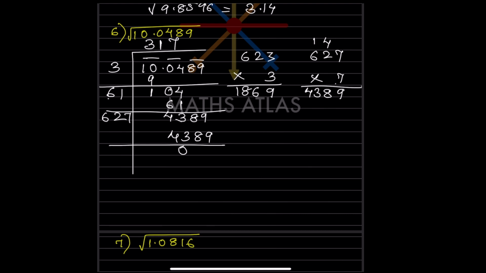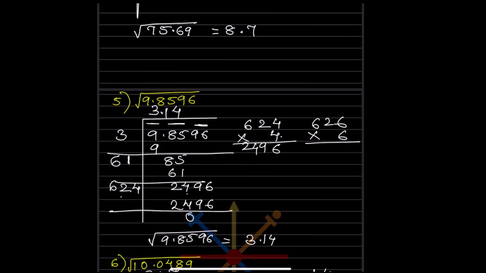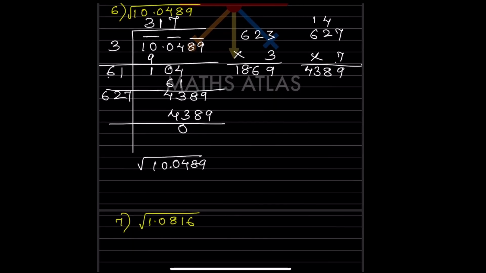So what will be the answer? Here we have 4 digits. So this is going to be after 2, half of it. So this will be root of 100489. That is point. Don't forget the point. So that will be 3.17.